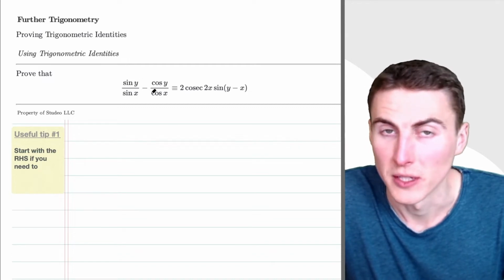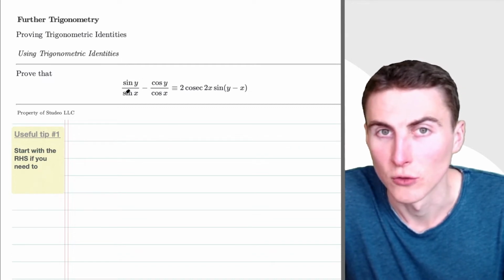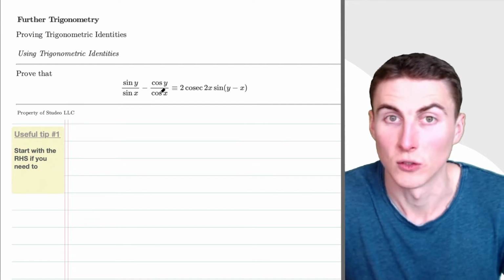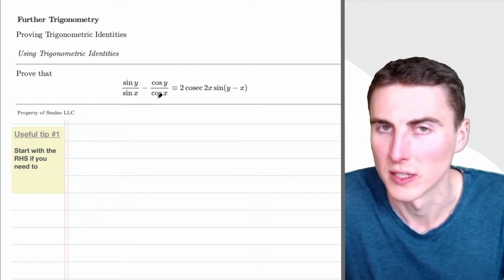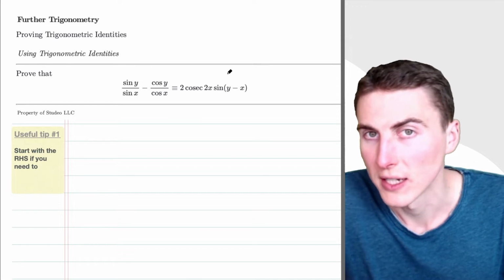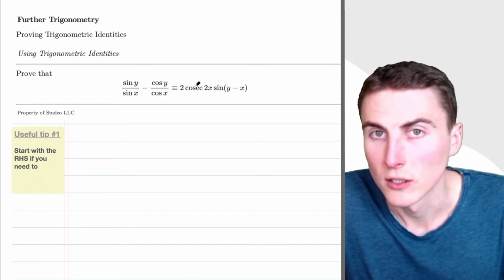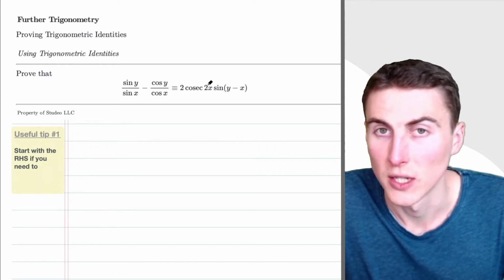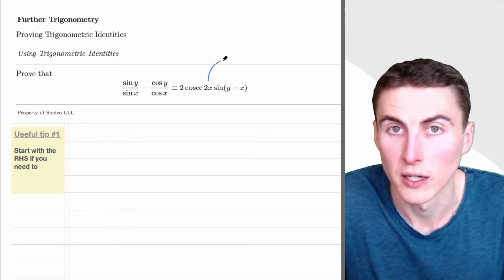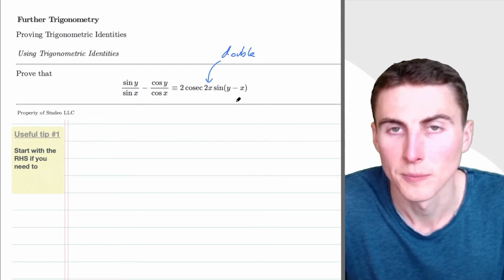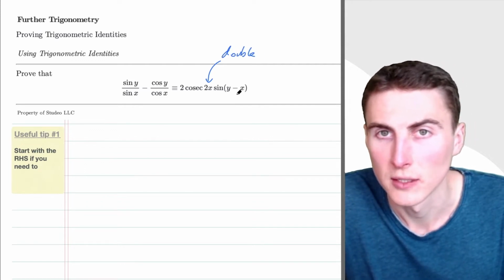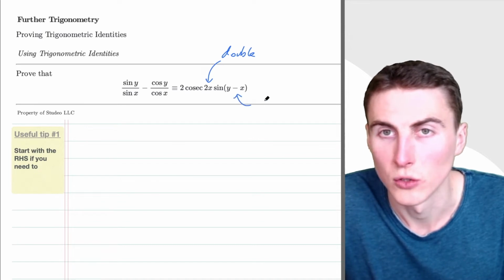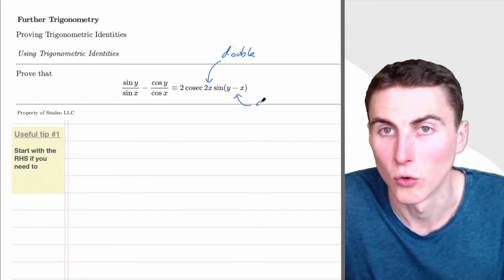If I did have to manipulate this, I'd probably try to go for a common denominator first and combine the fractions, but it doesn't look very simple. If I look on the right-hand side, I can see a cosec that I can change to 1 over sine, a 2x that I can use the double angle formula for, and I have y minus x, which I can probably use the compound or addition formula on.